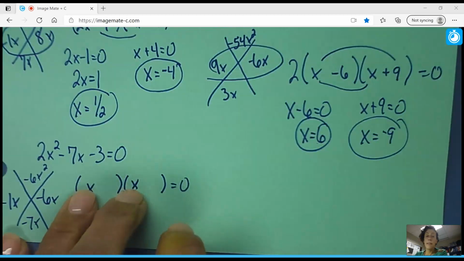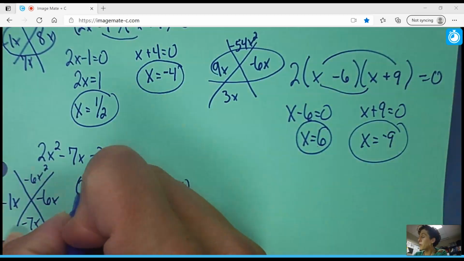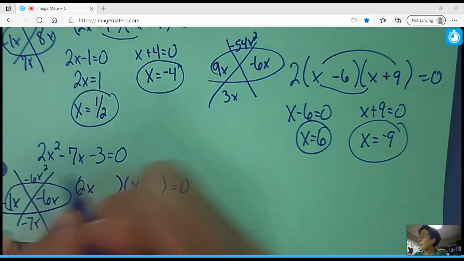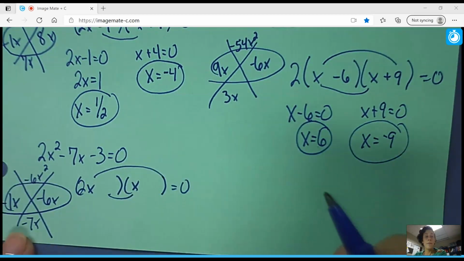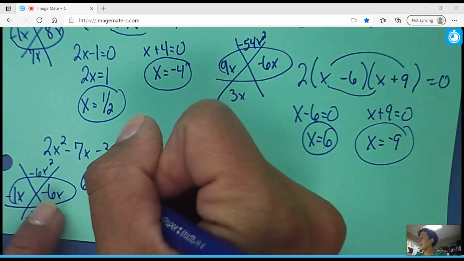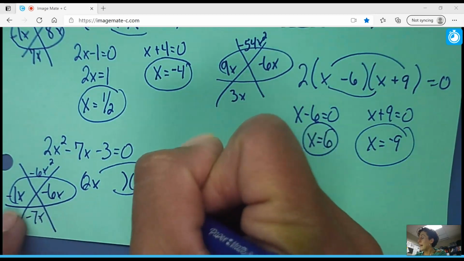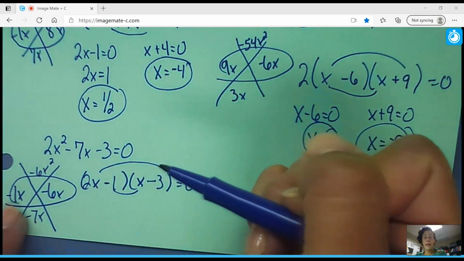And like the first one, x and x are not enough because I need 2x squared, so I'll put a 2 with one of these. And I'm going to draw my loops for these side numbers. And since x can make either, I'll start with the 2, and 2 can make this. So 2 times a negative 3 makes the negative 6x, and x with a negative 1 makes the negative 1x.